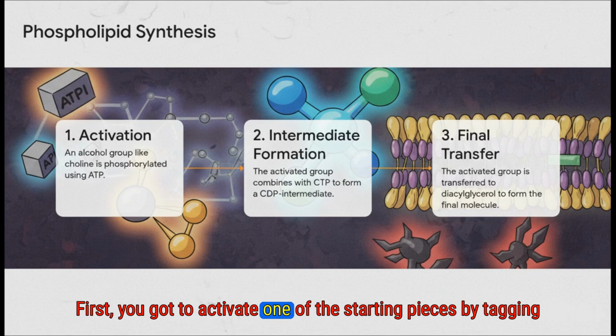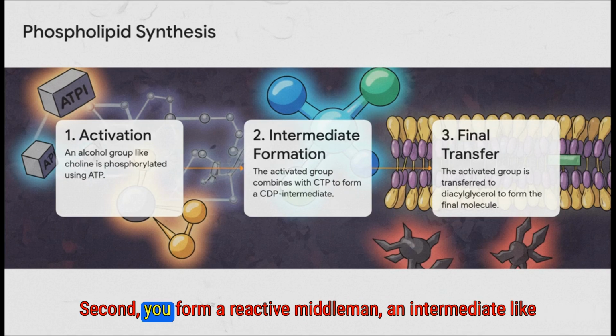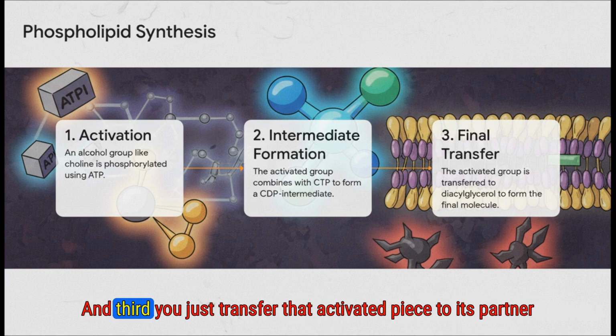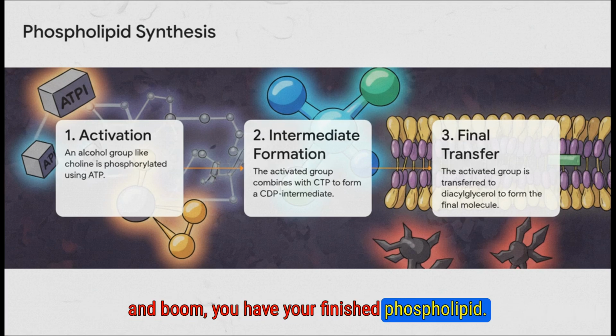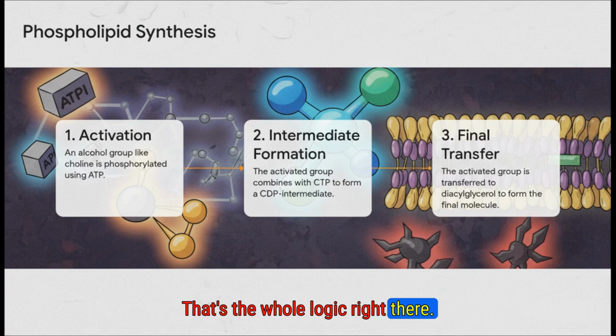First, you've got to activate one of the starting pieces by tagging it with a high-energy molecule. Second, you form a reactive middleman, an intermediate like CDP-choline. And third, you just transfer that activated piece to its partner, and boom, you have your finished phospholipid. So remember, activation, intermediate formation, and transfer. That's the whole logic right there.